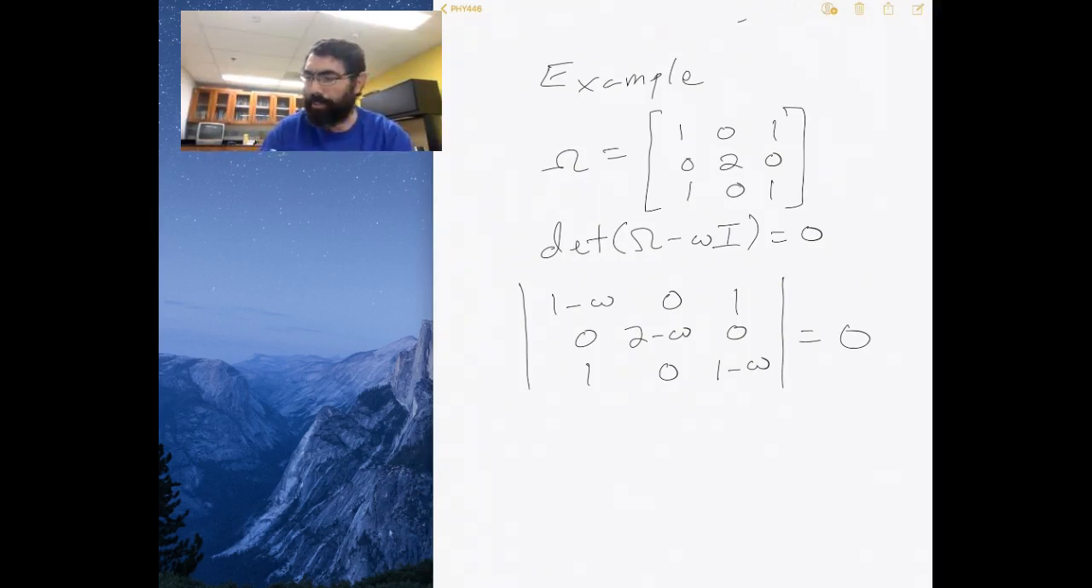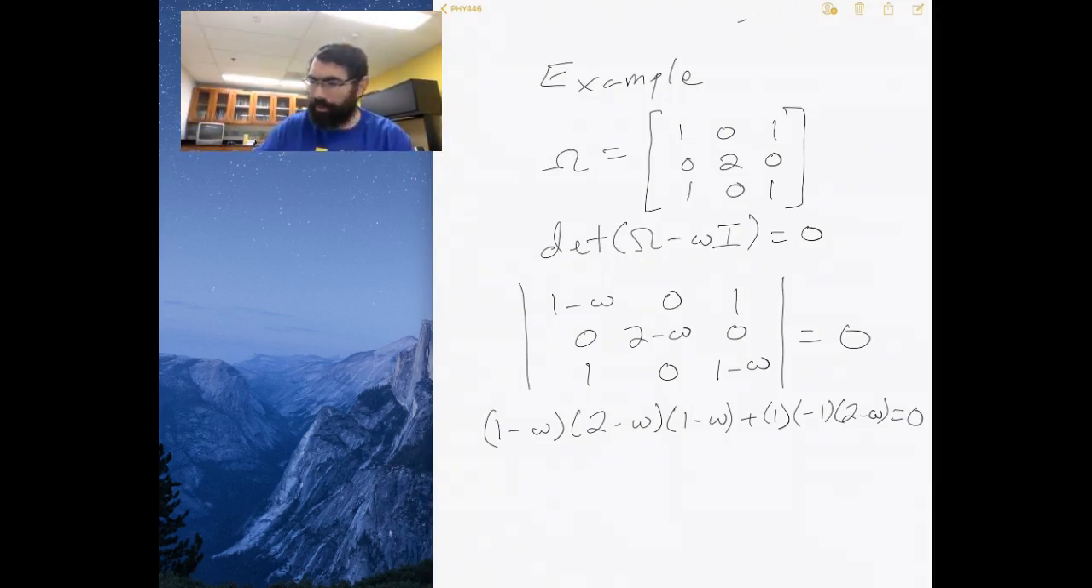So if we work out the determinant, what you get from the first term is 1 minus omega times the cofactor, which in this case would be 2 minus omega times 1 minus omega. So that's the first one. The second column doesn't contribute to the determinant. The third column, that 1, will, and so that's plus 1 times the cofactor of the second and third columns, which would give us minus 1 times 2 minus omega. And all of that is set equal to 0.